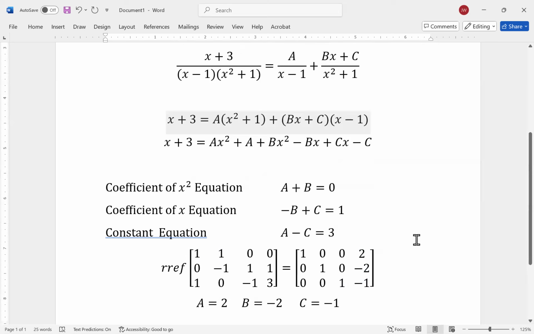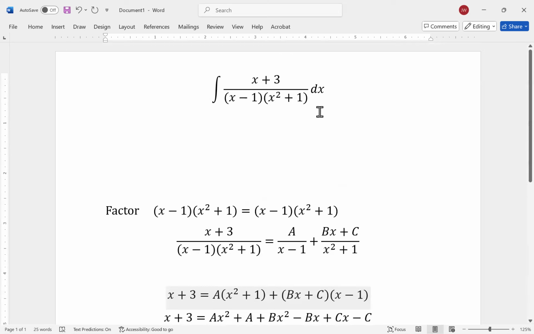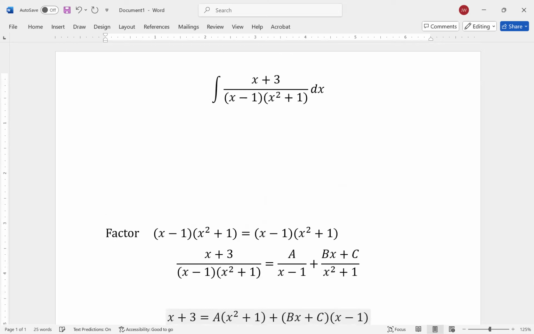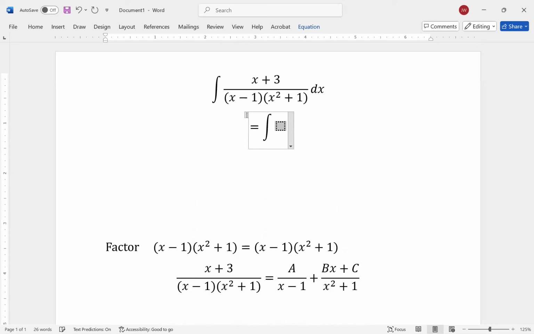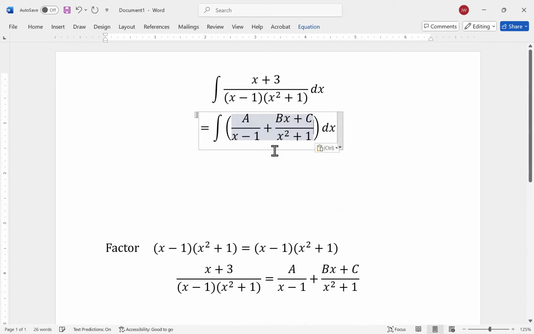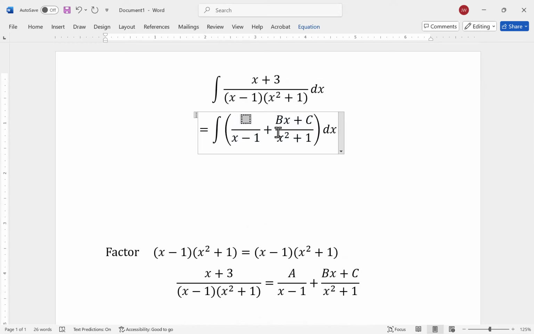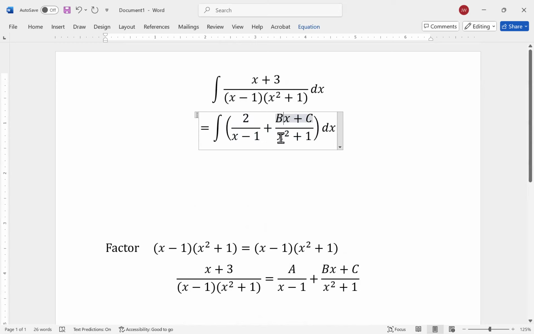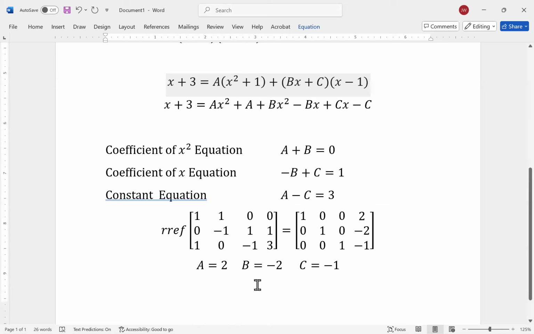So that's what we get. What that means is that this rational expression is the same thing as this rational expression, where A is 2, B is negative 2, and C is negative 1.